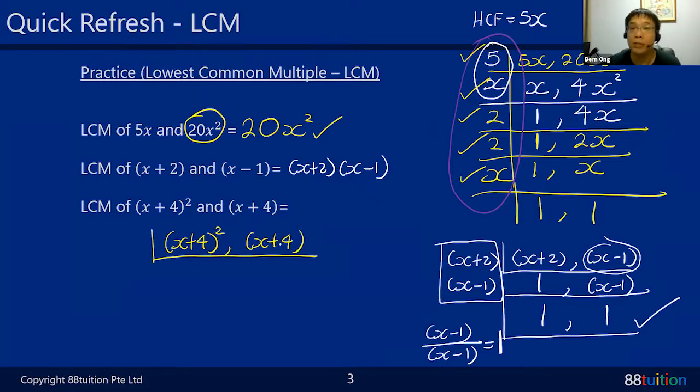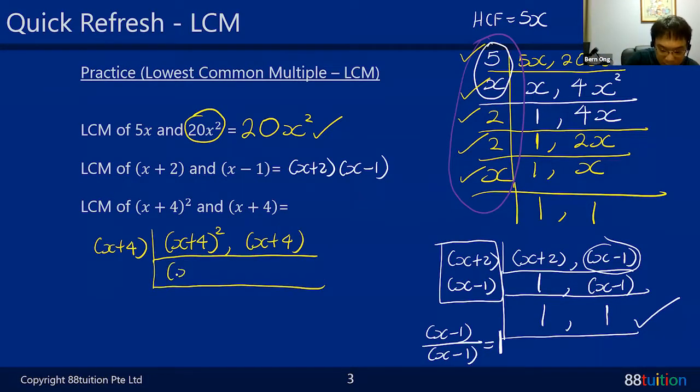Once again, your objective is to get to a 1, 1. So how to get a 1? Divide by x plus 4 lah. Oh, okay. So x plus 4 squared divided by x plus 4, you're left with 1 set of x plus 4. x plus 4 divided by x plus 4, you still get a 1. Happy?